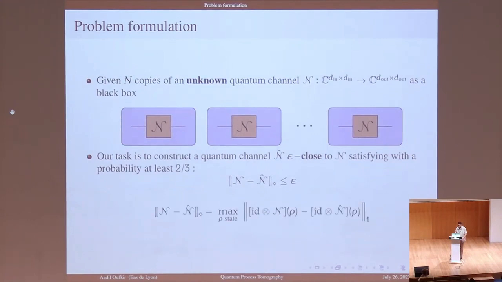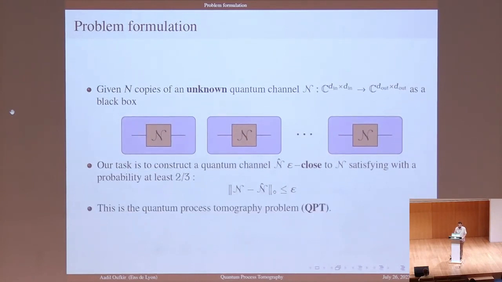Recall that the diamond norm is defined as the maximum over input states rho of the one norm between the output states under the channel identity tensor N and the channel identity tensor N hat. So we choose to learn in the diamond norm because it has a nice operational interpretation. So this is the quantum process tomography we consider in this talk.